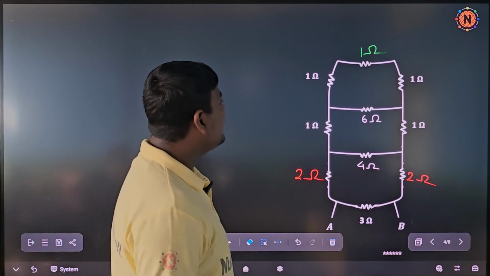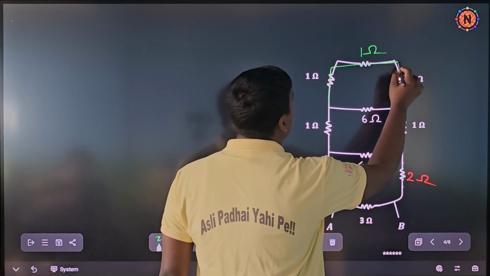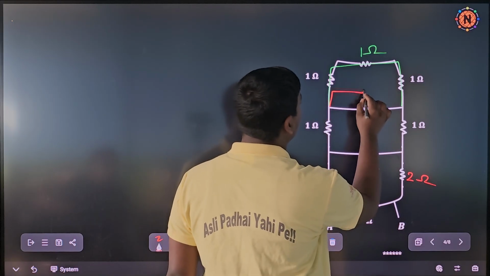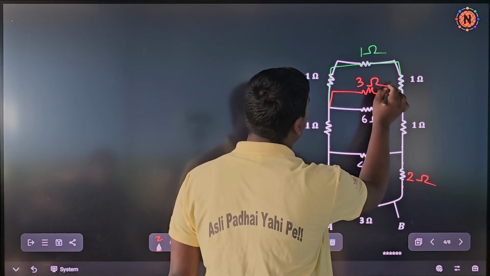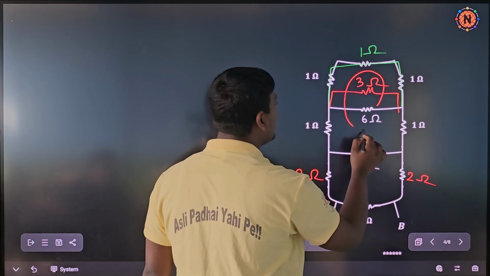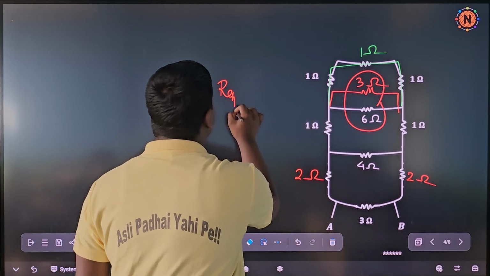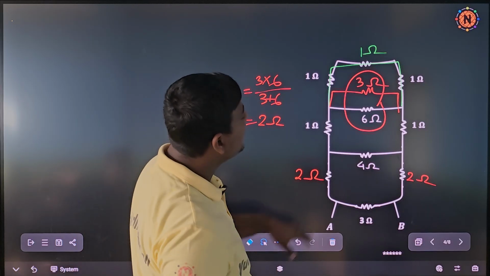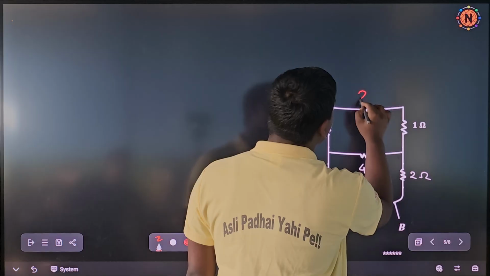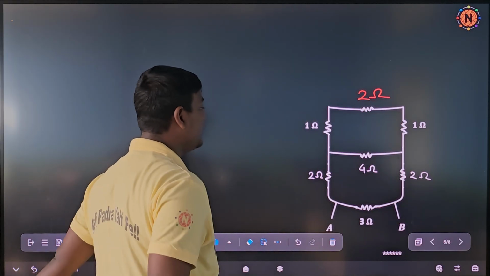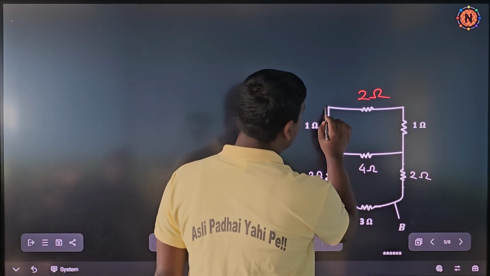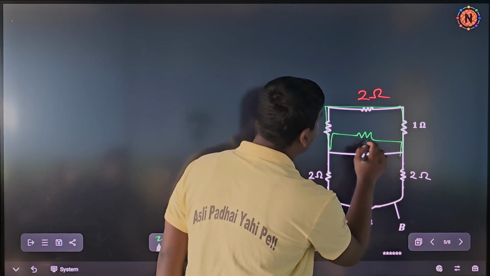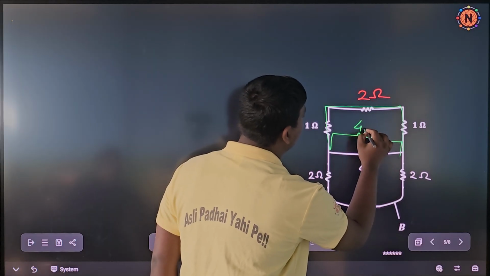Now in this diagram, we can see these 1 ohm, 1 ohm, 1 ohm are all in series. In series, the total equivalent resistance will become just the sum, add them all, 3 ohm. And this 3 ohm and 6 ohm are again in parallel. Calculate product divided by addition, that will be just 2 ohm. So the above combination can be replaced by a single 2 ohm resistance, and this will be the next equivalent diagram. Now in this diagram again 1 ohm, 2 ohm, 1 ohm are all in series, so their equivalent resistance will be just added. 1 plus 2 plus 1, that will be a total of 4 ohm resistance.